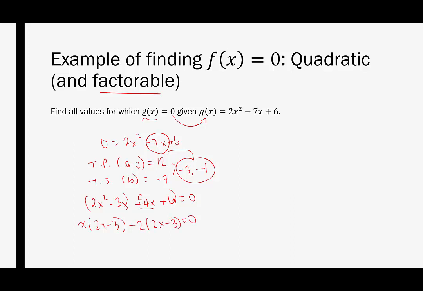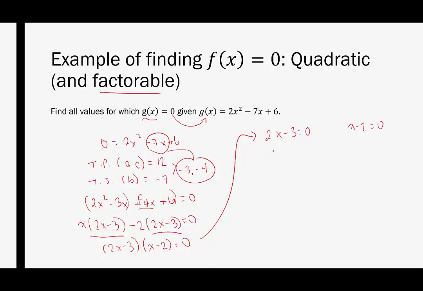Now we're down to two terms. These two terms have a greatest common factor. We can pull out that greatest common factor, 2x minus 3, and write what's left from each term. The first term has an x left over, the second term has a minus 2 left over, equals 0. Now it looks like we're going to have two zeros. One is when 2x minus 3 is equal to 0. The other is when x minus 2 is equal to 0.